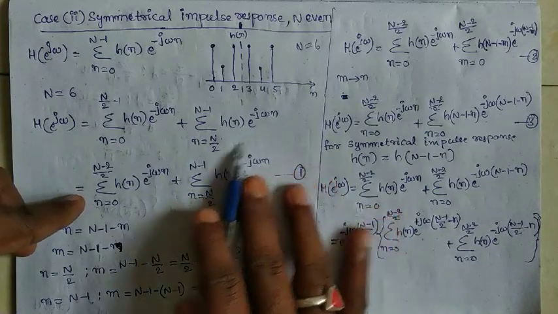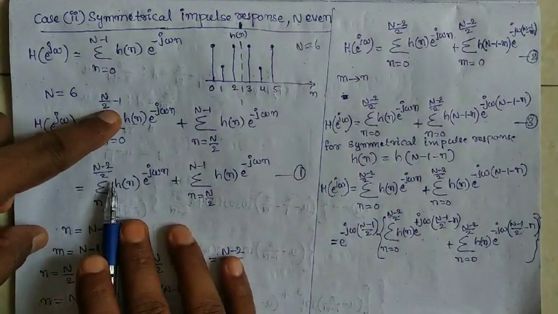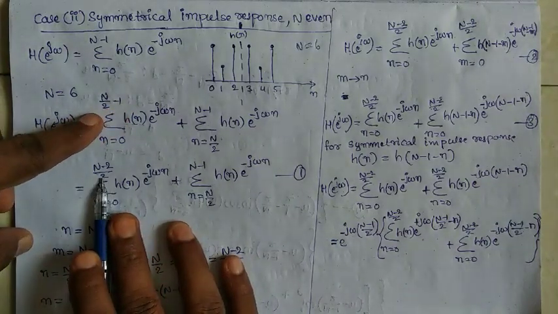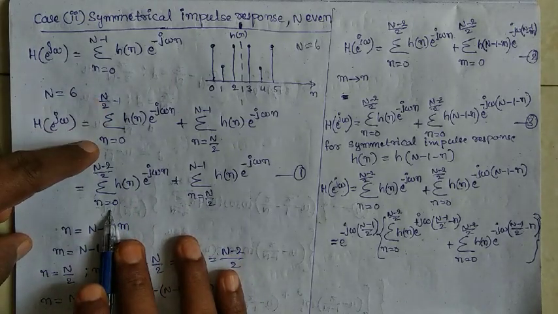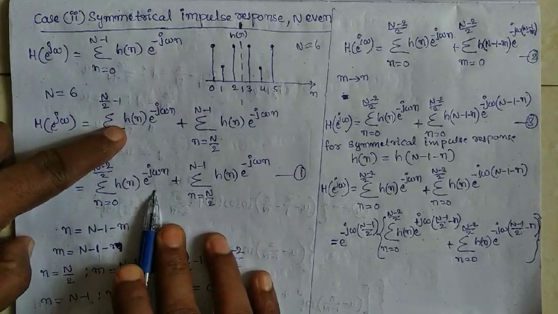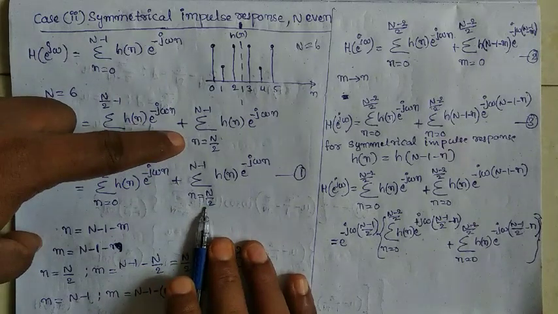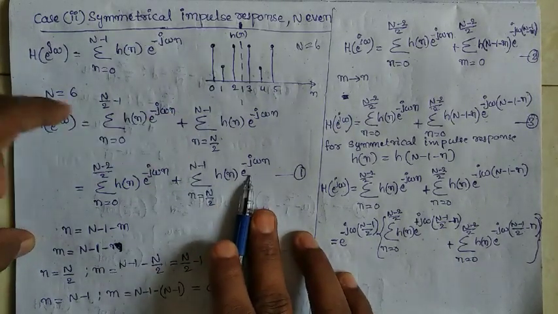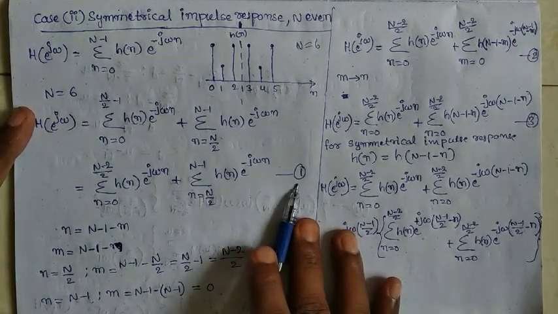This can be written with LCM 2 as N minus 2 by 2. Summation n equal to 0 to N minus 2 by 2 of H of n into e power minus j omega n, plus summation n equal to N by 2 to capital N minus 1 of H of n into e power minus j omega n. I am taking this as equation 1.